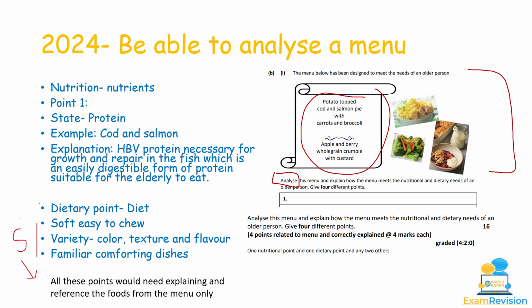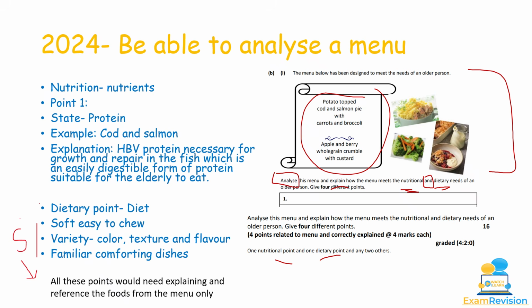Now in the marking scheme, they're specifically looking for diet and nutrition, okay? That's easily missed if you don't underline this. So it says analyze, explain how it meets nutritional and diet, okay? You see the way there's "and diet"? So the question is looking for nutrients and dietary needs.